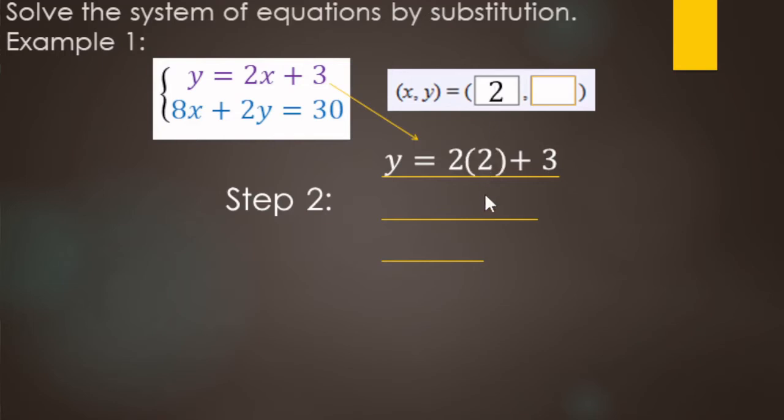We're going to replace the x with a 2. Now order of operations. 2 times 2 is 4, plus 3 makes 7. So the ordered pair that makes both of these equations true is (2, 7). 2 for the x, 7 for the y.